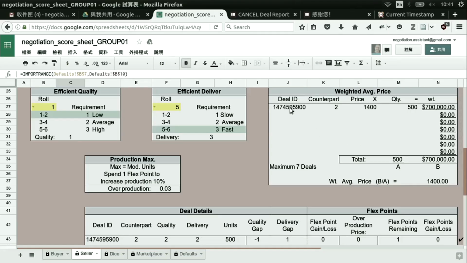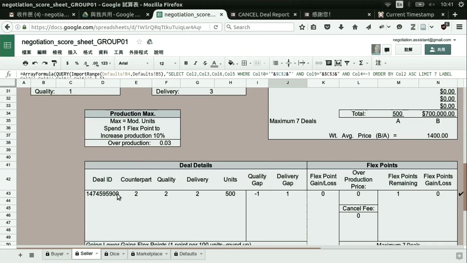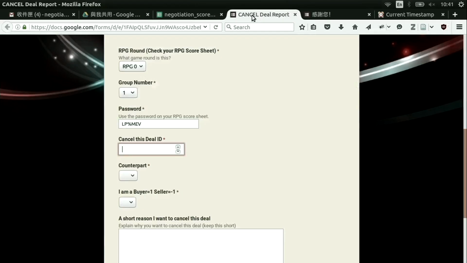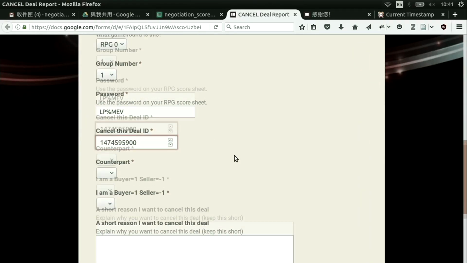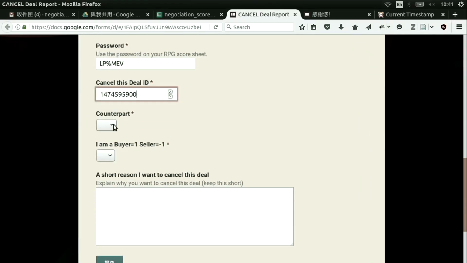Remember, the deal ID is listed here. The deal ID is also listed here. So I go ahead and copy that. And now I go ahead and put that in here because I'm going to cancel this deal. Who did I make a deal with? I made it with group number 2. And in this case, group number 1 is a seller.